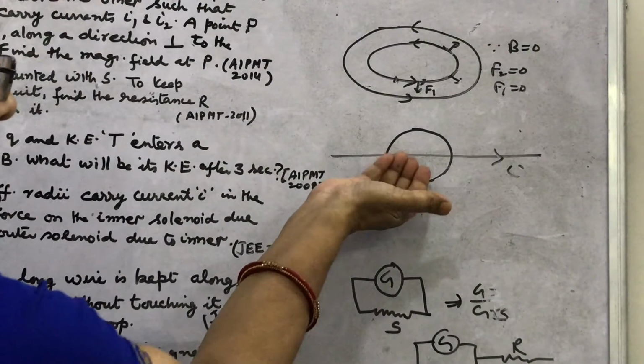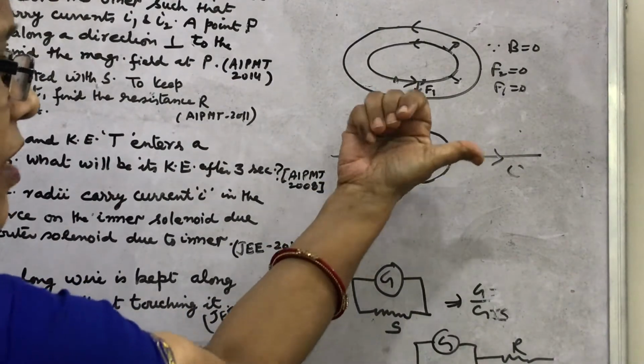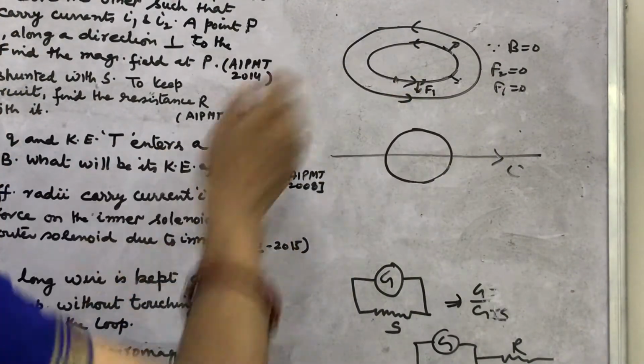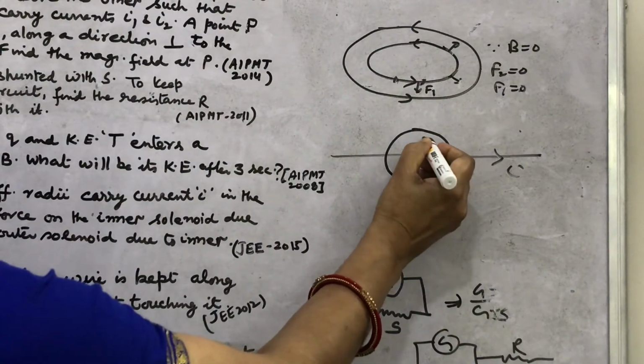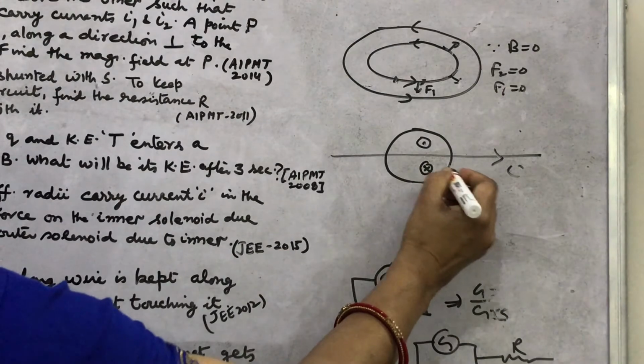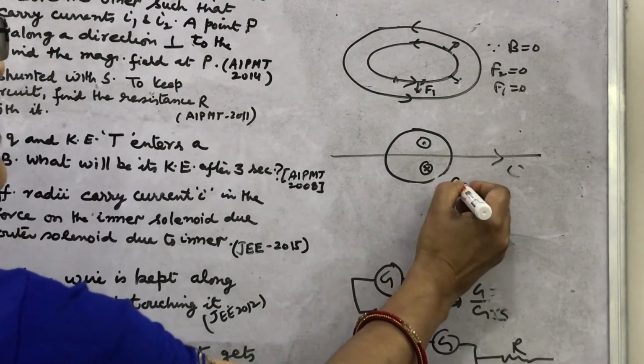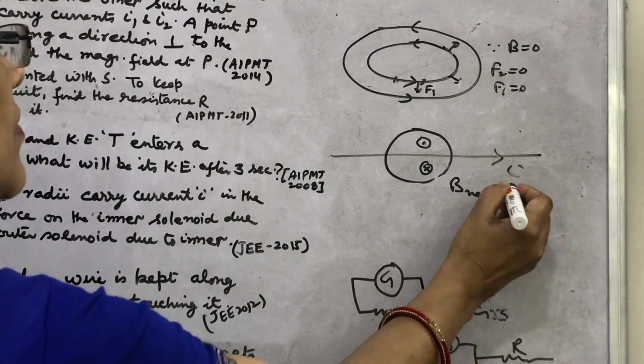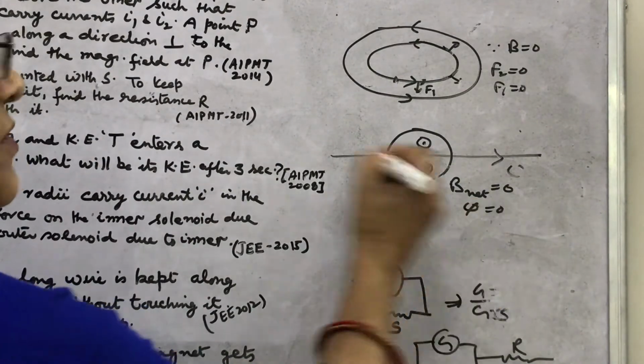What will be the magnetic field lines? In the upper half outward and in the lower half inward. So here the magnetic field will be shown with a dot in the upper half, and here you can show it with a cross. What will be B net? 0, so flux will be 0.